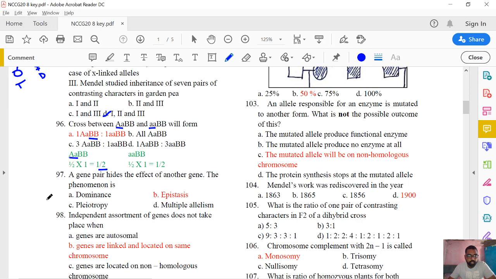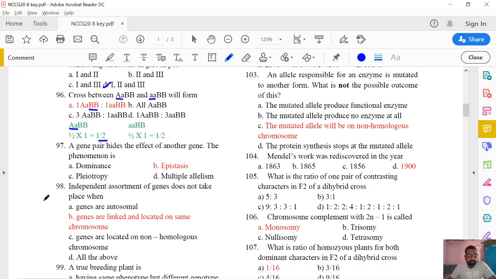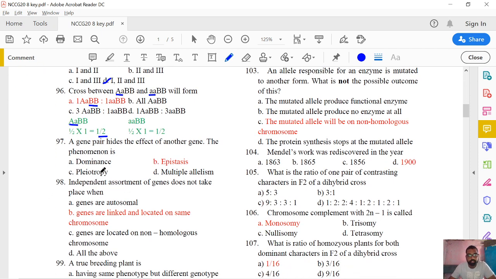The gene pair hides the effect of another gene. This kind of interaction is called epistasis. Dominance refers to the intragenic interaction or interallelic interaction within the gene only.